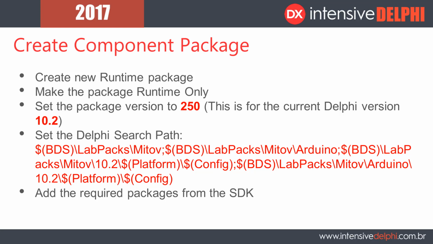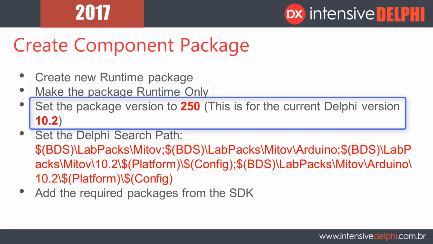Now we can start creating our own components. The first step is to create a component package where we will put our components. We will create the package. We will make the package runtime only, as it will not be used inside the Delphi. We will set the version of the package to 250, which is the current Delphi package version for Delphi Tokyo 10.2. In the future, this number may change to the latest version of Delphi.